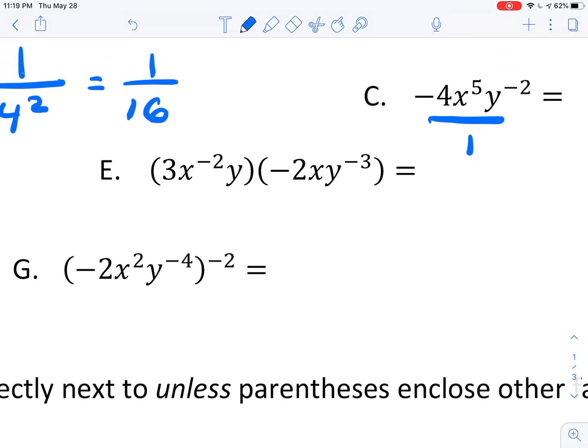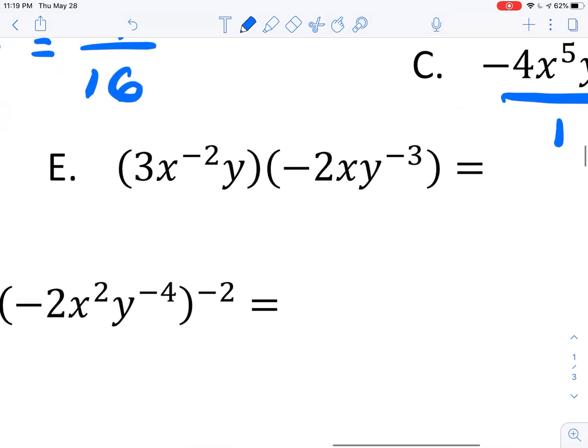What about over here? We have some multiplication. Okay, so the rules are still the same, right? I'm still going to go variable by variable, I'm still going to multiply, so I'm still going to add my exponents. Okay, but the negative exponents this time have to stay. Looking at this, 3 and a negative 2, those are just regular coefficients, so they can just be multiplied to a negative 6.